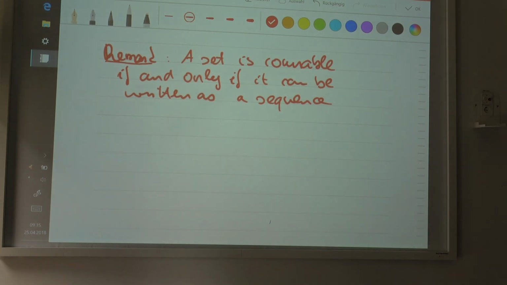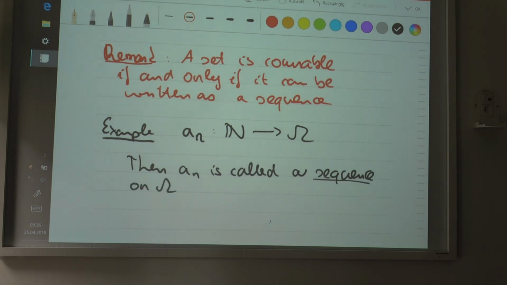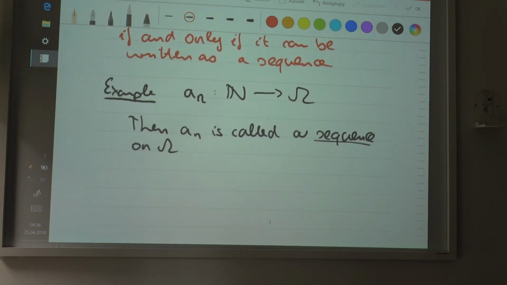All right. So let me just give you a definition. You know what a sequence is, right? For instance, the Fibonacci sequence or whatever, okay? A sequence is a function that goes from the set of natural numbers to the abstract set omega, on which the sequence is defined. Okay, so then a_n is called a sequence on omega. Okay? Actually, you know what a sequence is, all right?